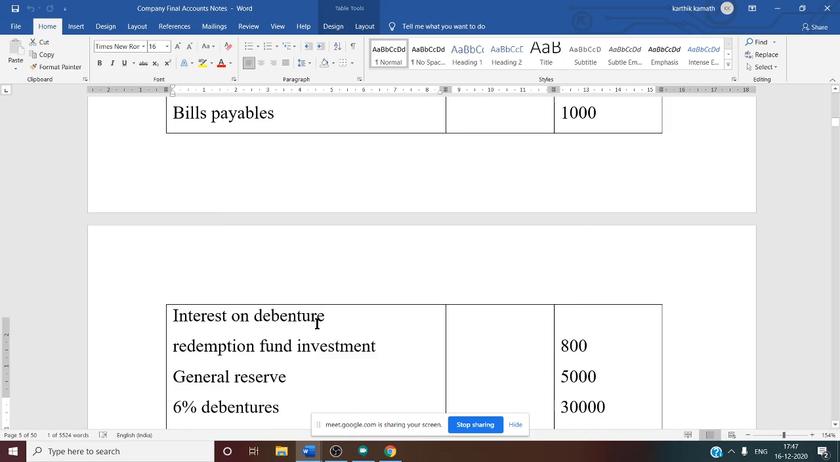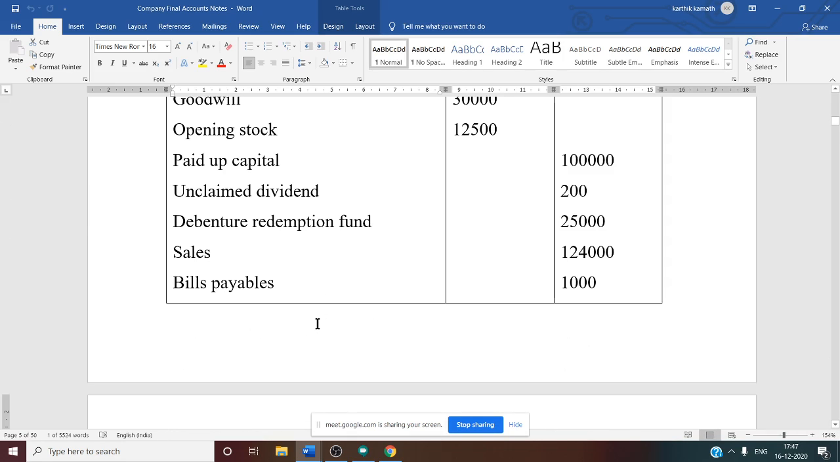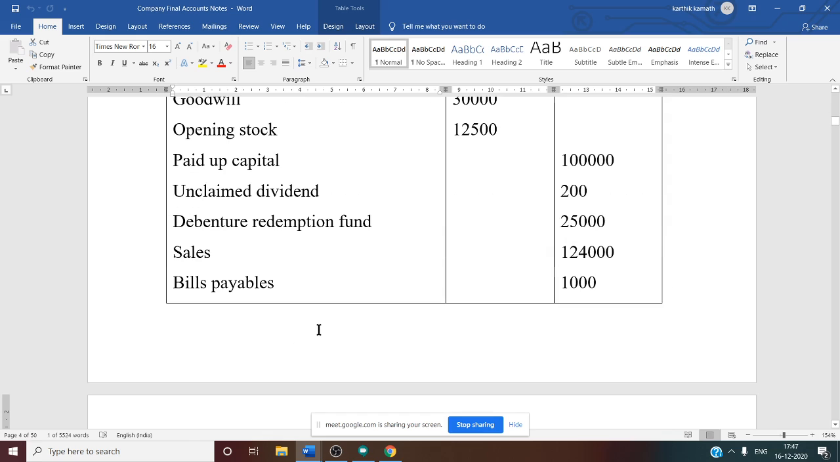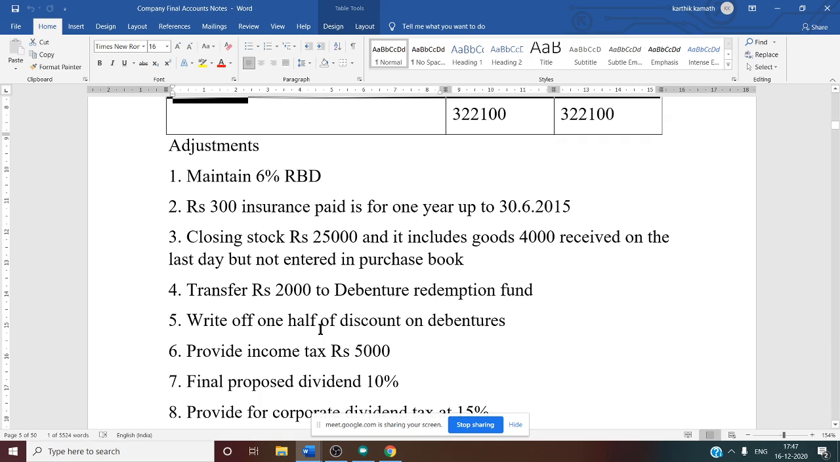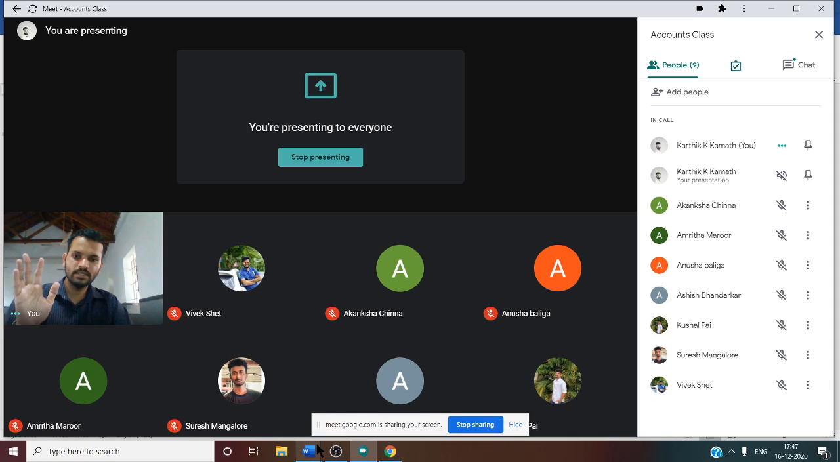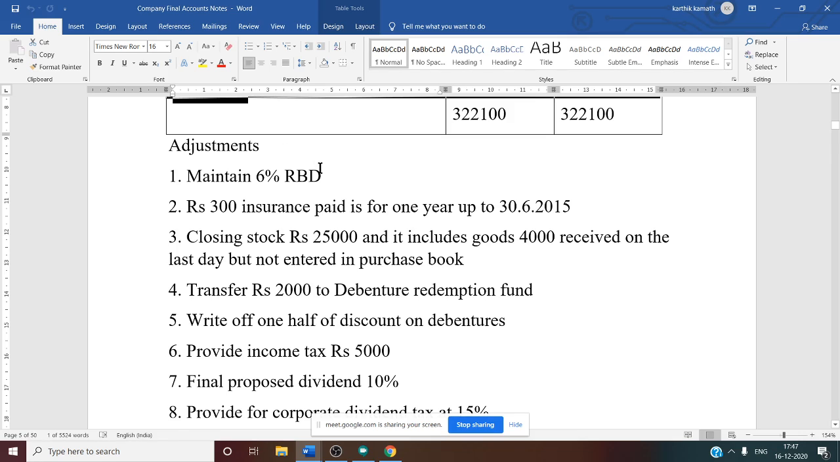So now we have discussed all the items in the question that is given in the trial balance. After discussing all the items, now we have to see the adjustments. Adjustments one by one we have to discuss, because this problem is very, very lengthy in nature. I have already told you about this.